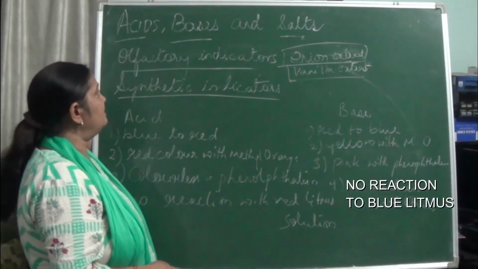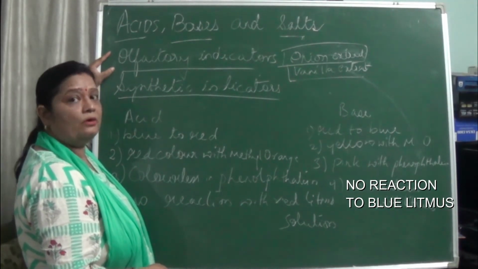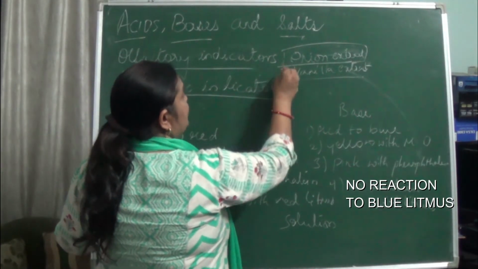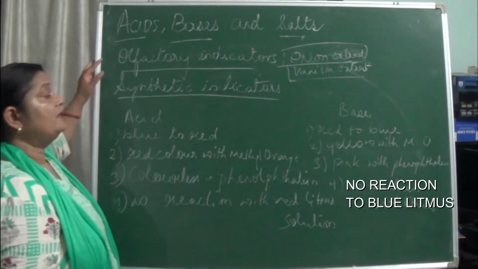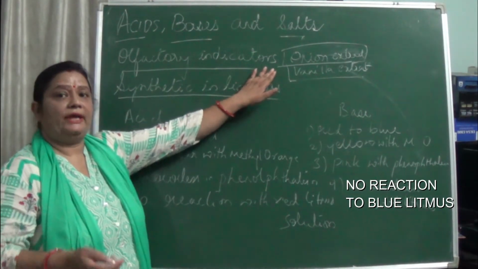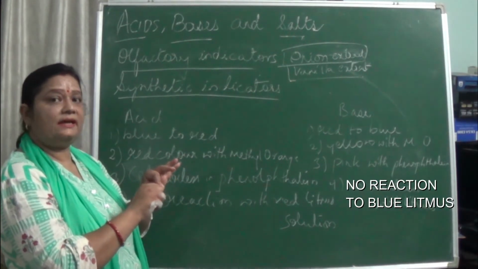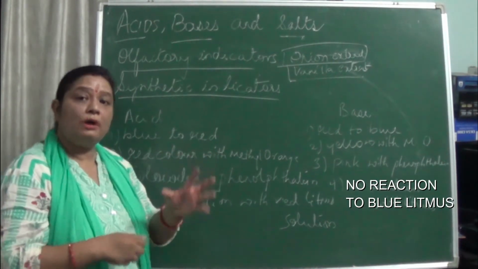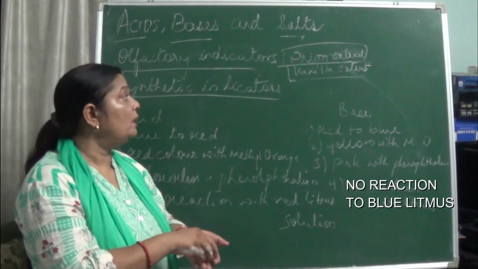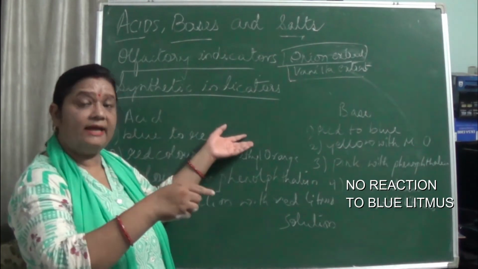Now coming to olfactory indicators. Olfactory indicators means smell. By the smell we can make out whether it is an acid or a base. First is the onion extract, second is the vanilla extract. For onion, take the onion extract in a piece of cloth and add acid to it. You will see that the smell of onion doesn't go. But when you add base to this onion extract in the cloth, you will see that its smell goes off. And this indicates whether it is an acid or a base.